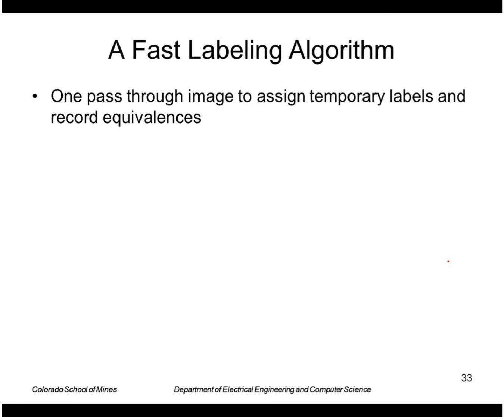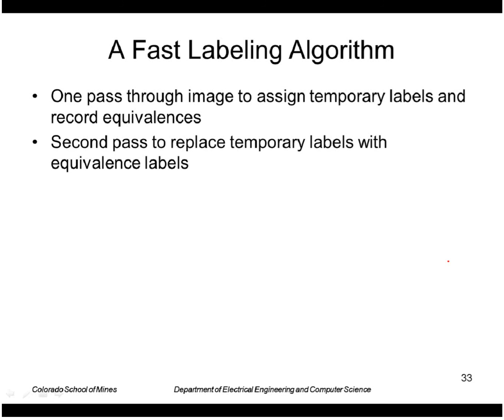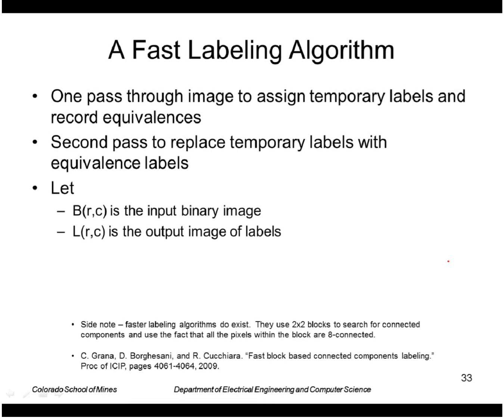There's a fast algorithm to do this labeling on a binary image. As we'll see here, it's 2 passes through the image. The first pass assigns temporary labels and records equivalences between labels. And a second pass replaces the temporary labels with the equivalence labels. So on the next page, we'll say that B is the input binary image, L is the output image of labels.